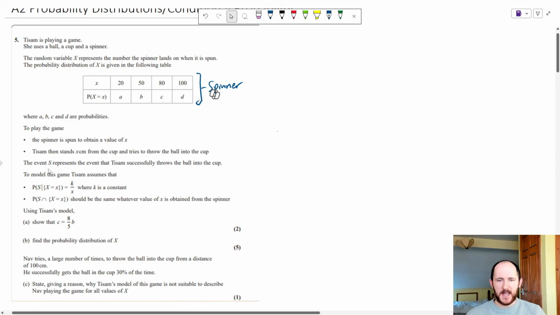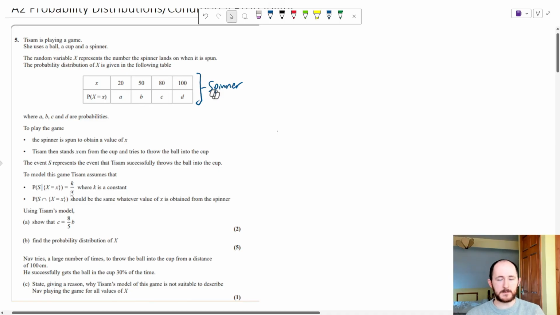Fantastic, right? And the event S represents the event that TISM successfully throws the ball into the cup. So, again, the idea of winning here is after you've spun the spinner, you stand that distance away from the cup, then you have to throw the ball into the cup, and we've got the probability that she actually succeeds, right? The probability that she gets the ball into the cup, given that she scored whatever on the spinner, like she spun whatever number that is. So for example, x could be 20, 50, 80, or 100.